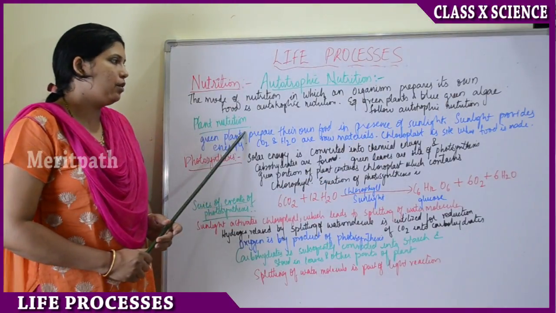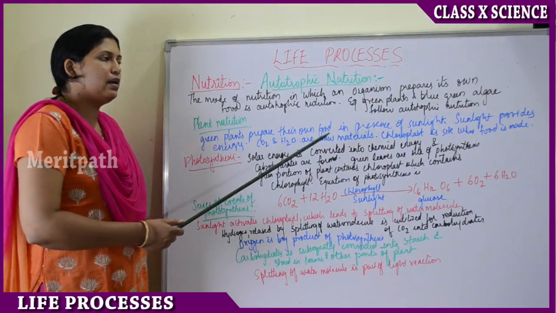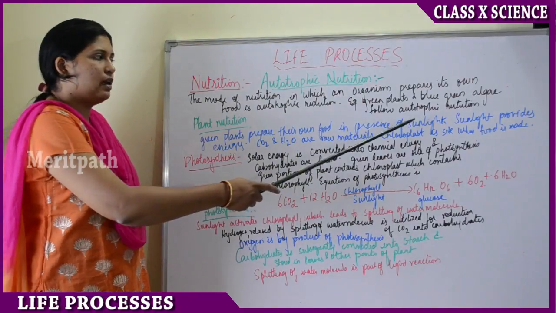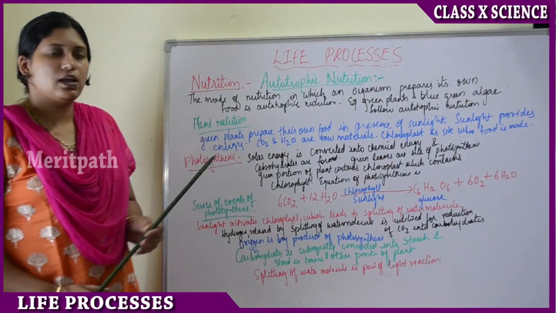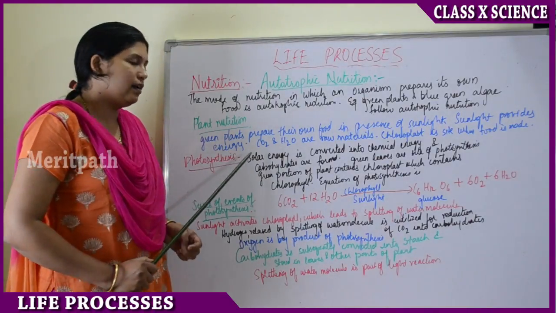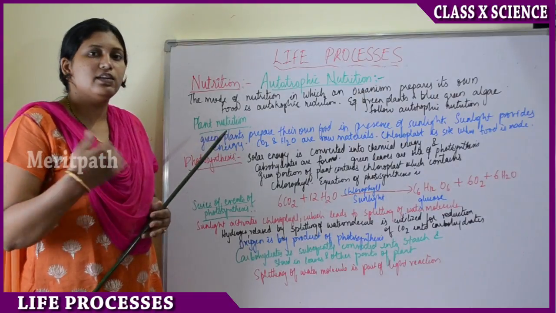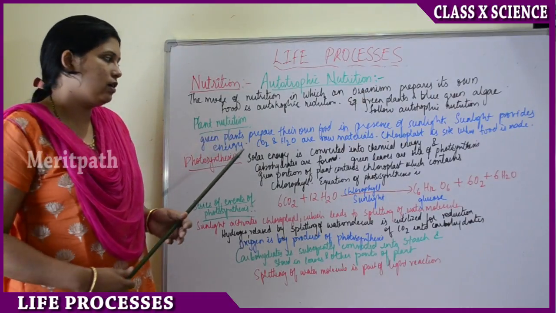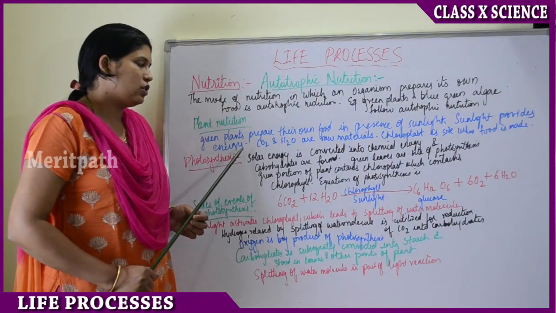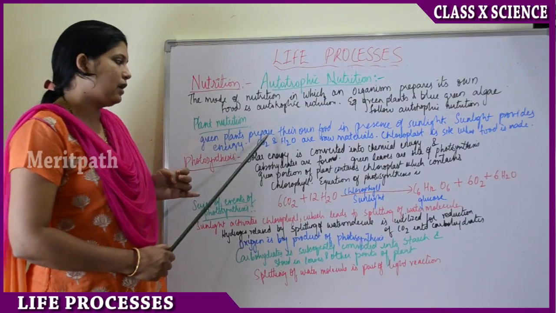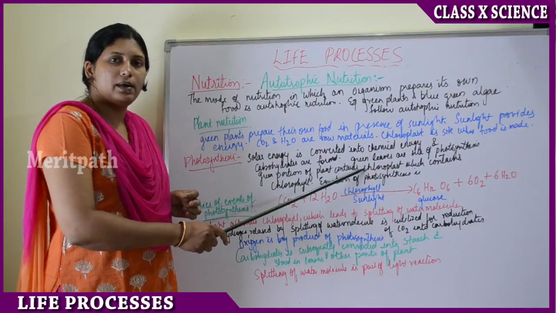So, plant nutrition. Green plants prepare their own food in the presence of sunlight, right? Everybody knows that. And sunlight provides the energy for the preparation of food in plants, solar energy. And then this solar energy will be converted into chemical energy. So sunlight provides energy in plant nutrition, and carbon dioxide and water are the raw materials.